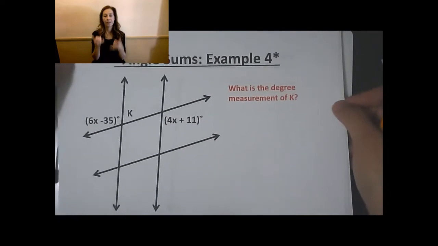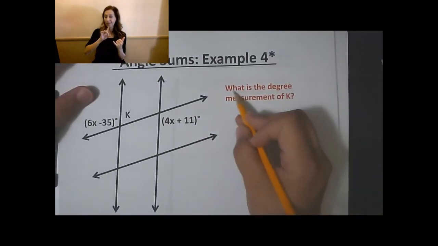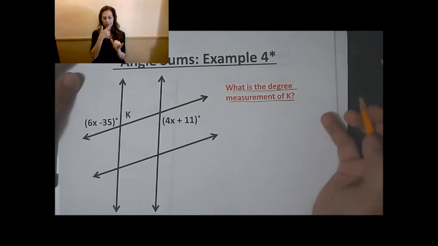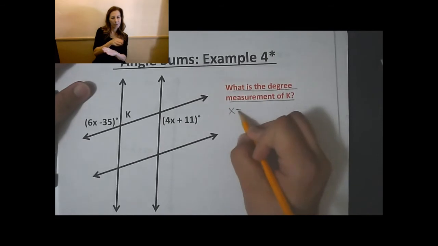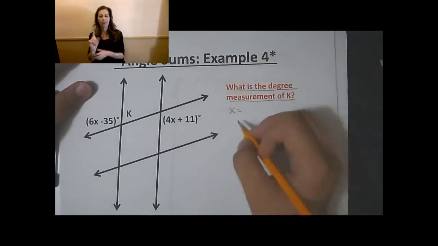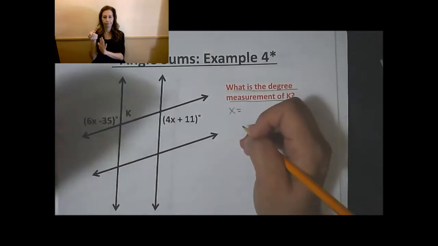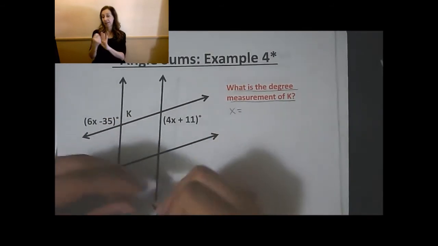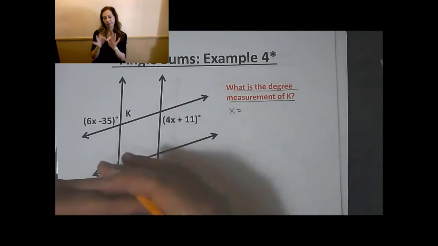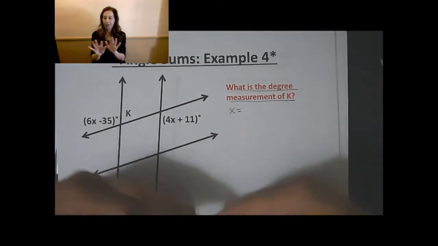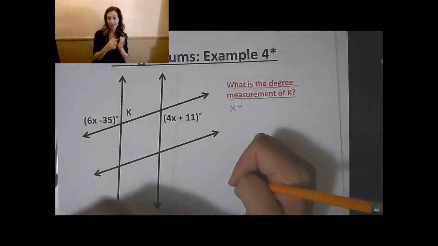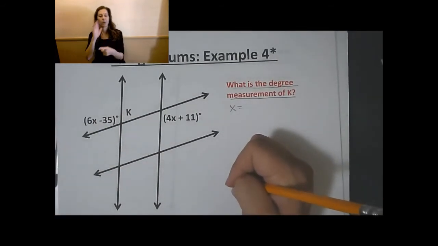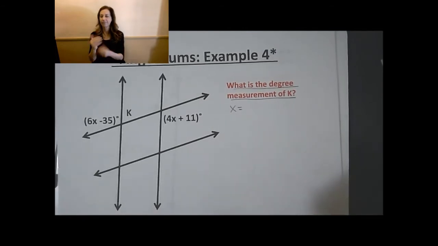Now let's find actual degree measurements. It says, what is the degree measurement of k? Before we find k, I want you to find x. Don't find k yet. Find just x. I'm going to have you pause this after I'm done talking and just find the value of x. Don't go on, just in case you make a mistake. Come back to the video and then I'll go over how to find x, and then I'll give you time to practice finding k. So go ahead and pause this video and find the value of x.